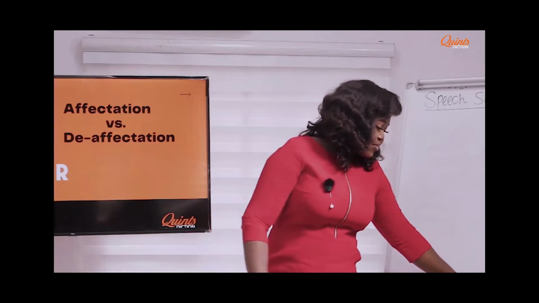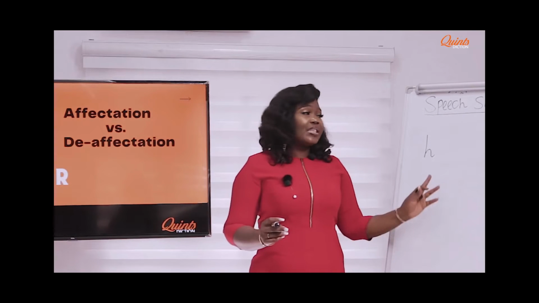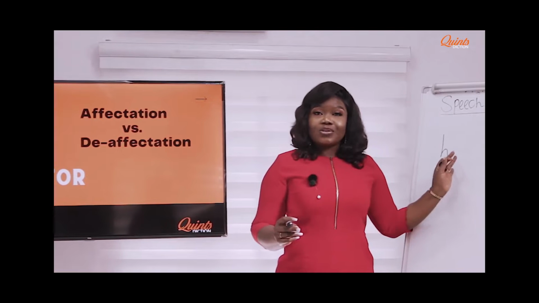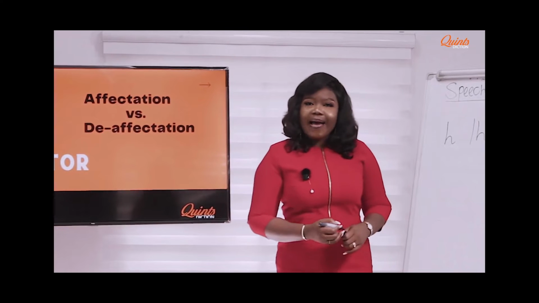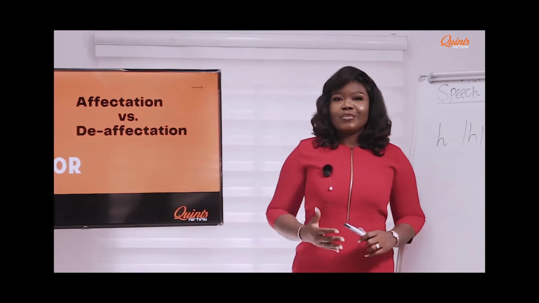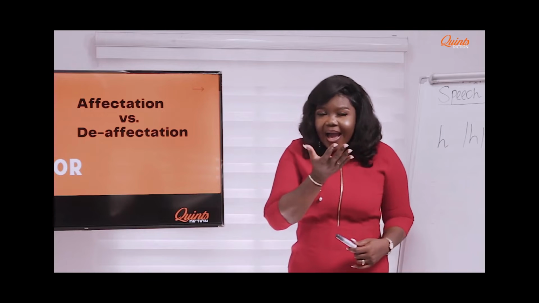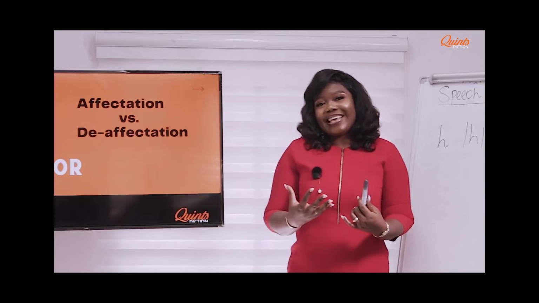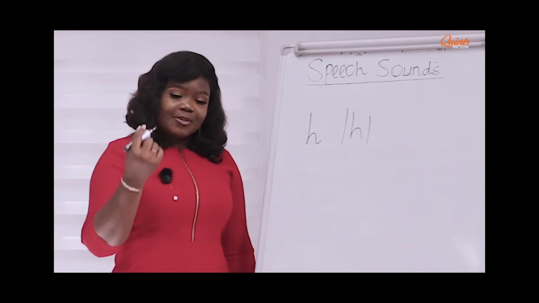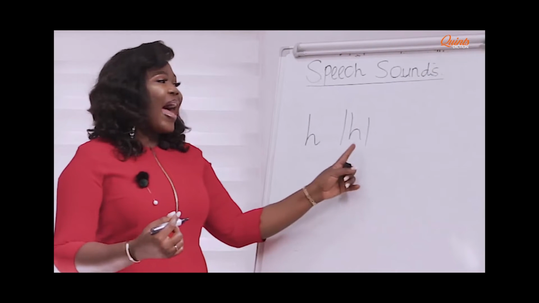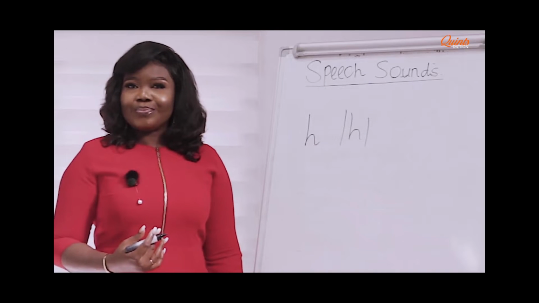Now, look at this. In English language, this is the letter H. Letter H. The sound is h. To produce this sound, you have to aspirate. You breathe out, you exhale. Now, many speakers of English language add this sound in front of their vowel sounds.